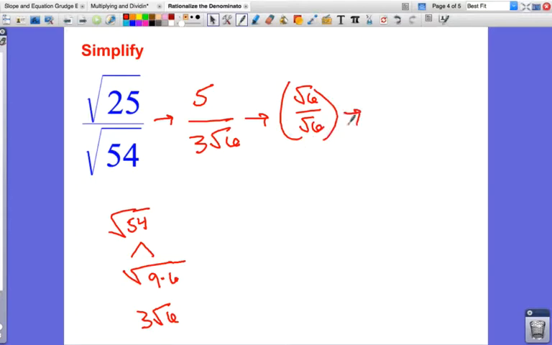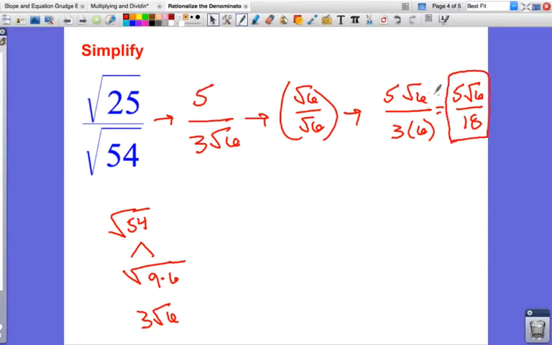Now what I have is 5 times the square root of 6 in my numerator. And then I just have 3 times 6 in my denominator. The reason why I have 3 times 6 is because the square root of 6 times the square root of 6 is 6. And so then I still have this 3 out here. So I have 3 times 6, which is 18, so 5 root 6 all over 18. These do not share any common factors. I cannot reduce the square root of 6 anymore, so I am all done.